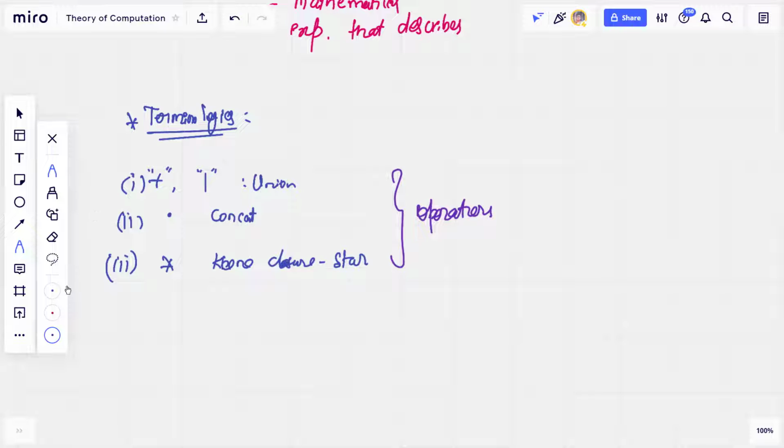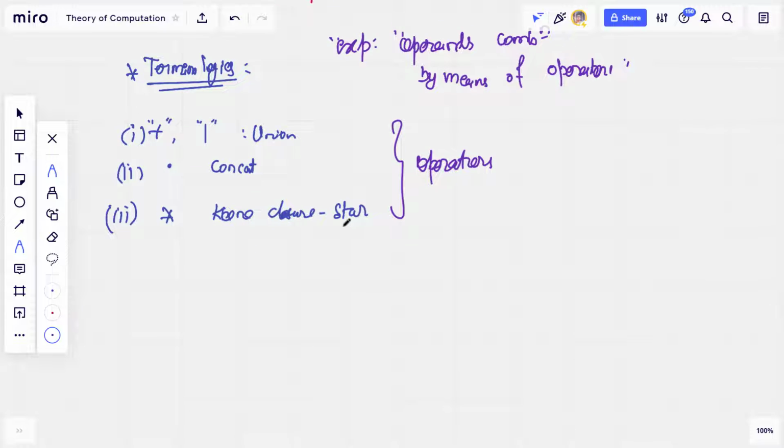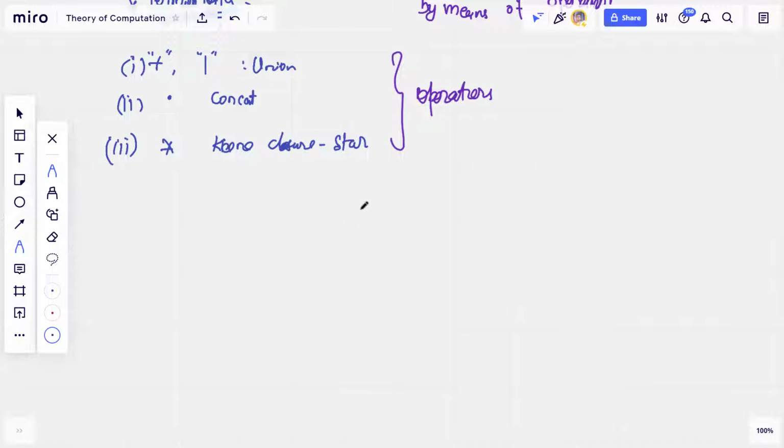What is an expression? Okay, that's important. I hope you know what an expression is. It is actually operands combined together by means of operators. It's a collection of operands combined together by means of operators. That's what an expression is. So I call it regular expression because it represents regular language.